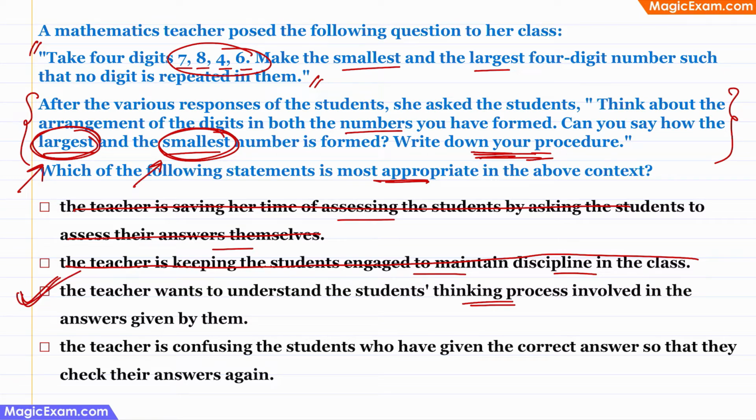And the last one says the teacher is confusing the students who have given the correct answer. No, the teacher is not trying to confuse anybody here. She has not even told them whether they are correct or wrong, or what procedure she should be using. She's just asked them to complete this exercise and write down how they have done it. Therefore, the last one also can be eliminated. Therefore, option 3 is the best and the correct answer here.